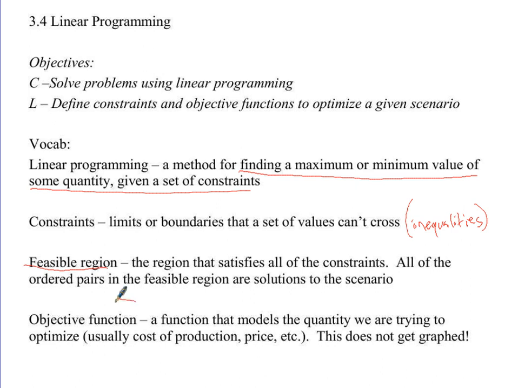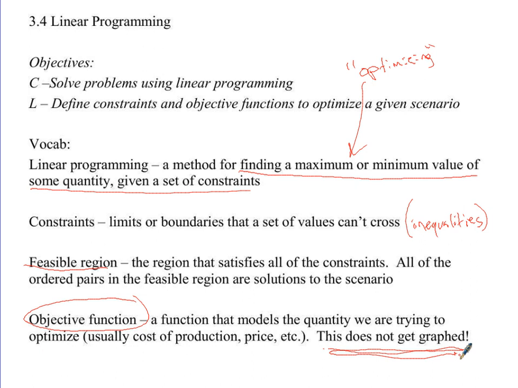Finally, the other new word here, objective function, a function that models the quantity that we are trying to optimize. This is a fancy way of saying optimizing. A function that models the quantity we're trying to optimize. Usually the cost of production or some sort of profit situation, a price point, if you're trying to figure out what price you want to use. This objective function does not get graphed. The constraints get graphed. Objective function does not get graphed.